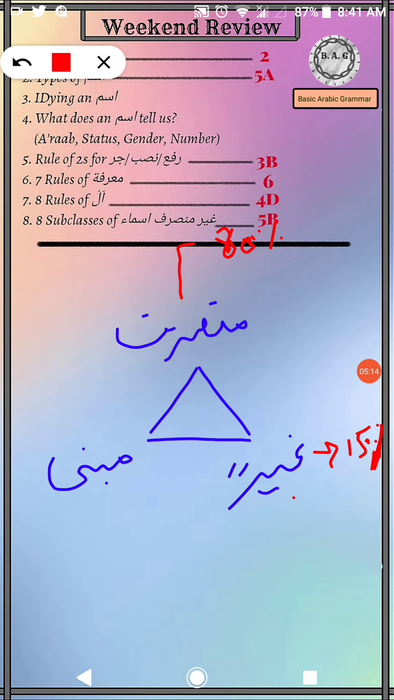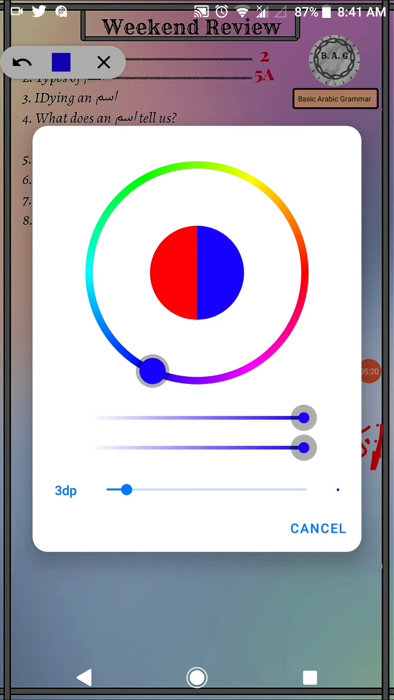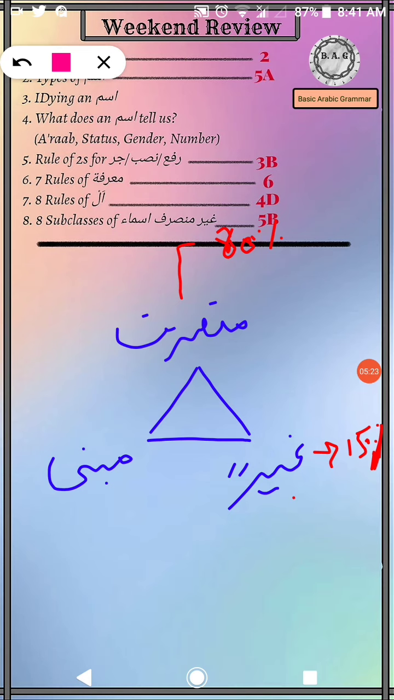All right, now the second point that I want you to remember is that the munsarif asma in their singular form always carry a tanween. And what's a tanween? It is the double harakat, or the harakat that give the n sound at the end. So the double dhamma would be the un sound, the double fatha would be the an sound, and the double kasra would be the in sound. Okay, so we have kitabun, kitaban, and kitabin.